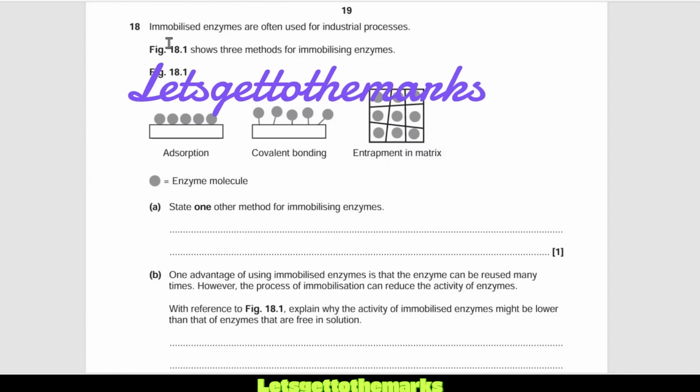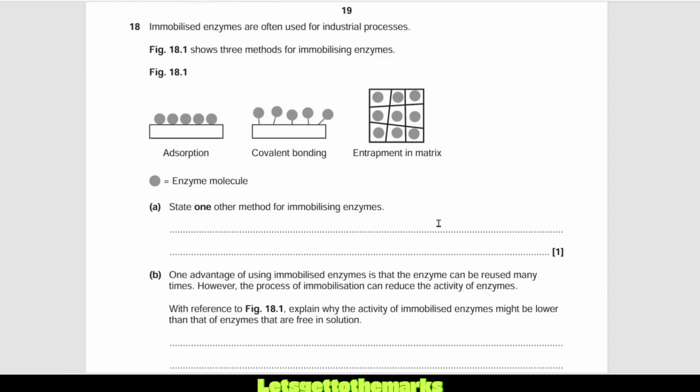Okay, welcome to Let's Get to the Marks, going through question 18 of the OCR Biology A-Level, paper 2 from 2023. And this one's on immobilized enzymes. So why don't you read through the question, press pause on the video and have a go, and then unpause and watch the walkthrough. Let's go.